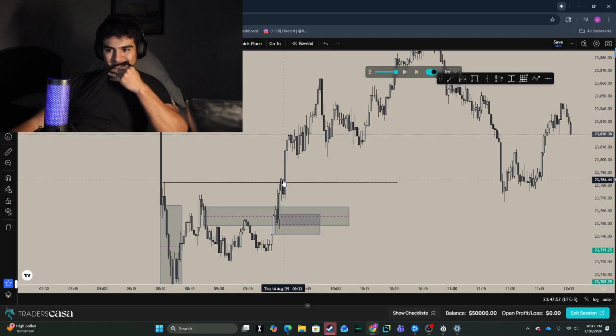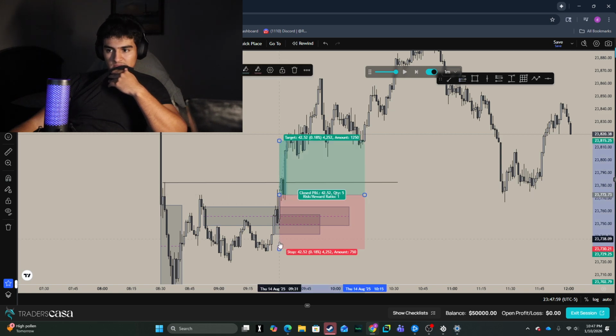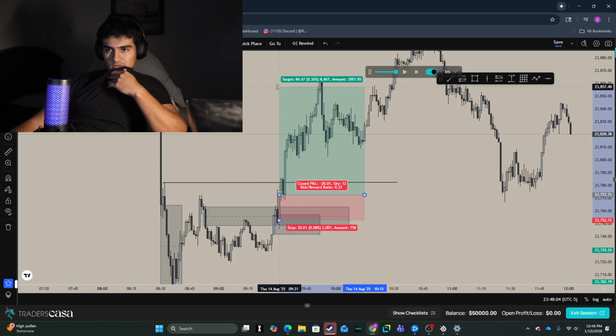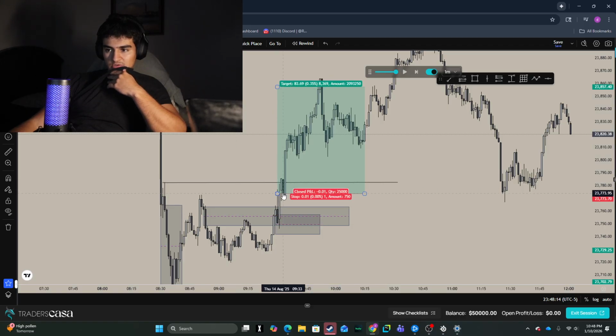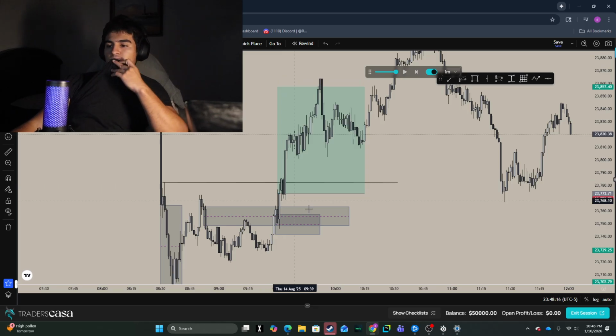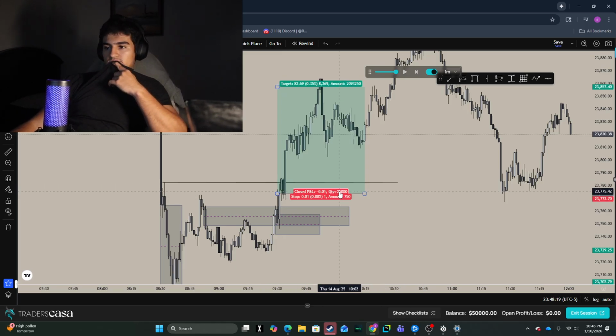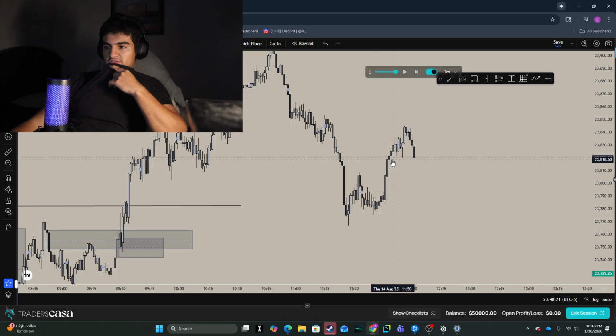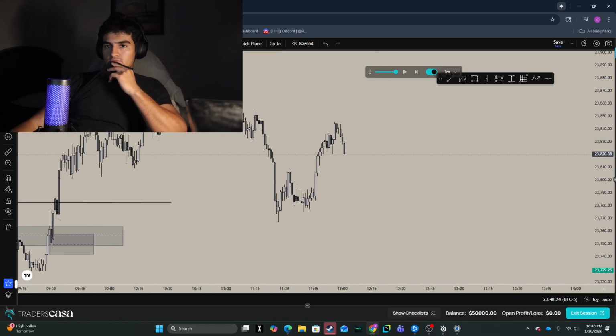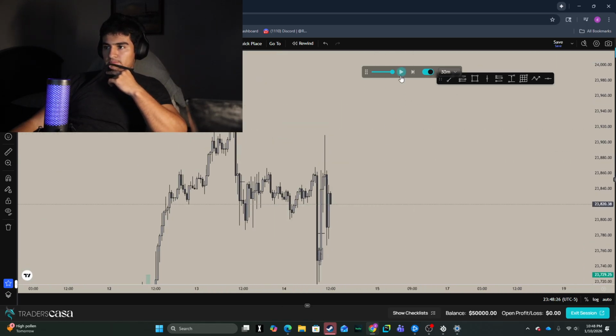But actually it would have been a break even, because immediately after entering here, I would have moved my stop loss to break even right there, and this bearish candle would have stopped me out. Yep. So I guess no trade for that day. Let's see the next trade.